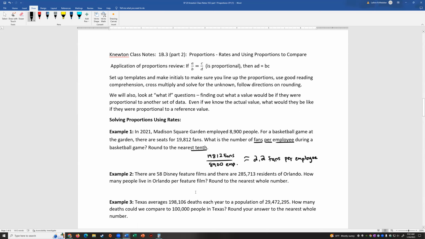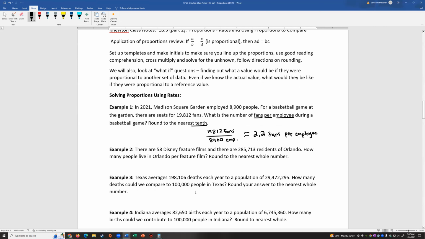All right, let's look at another one. There are 58 Disney feature films, and there are 285,713 residents of Orlando. How many people live in Orlando per feature film? So again, we're not comparing it to any other situation. We're just trying to figure out that ratio or that rate. So let's look at that.